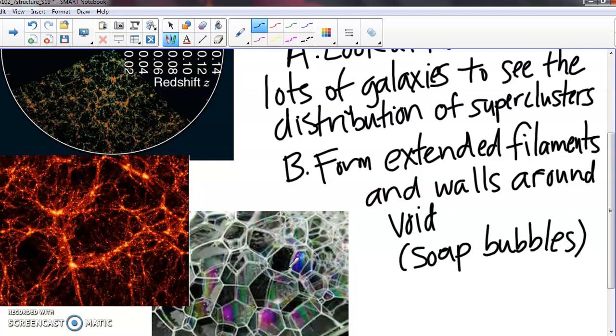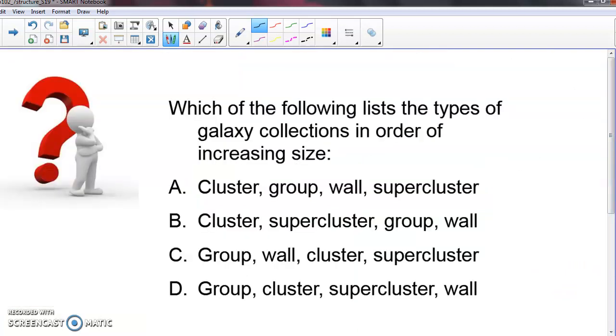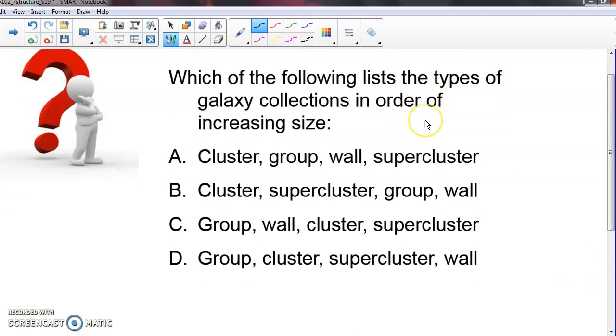I've got some videos that you can watch on what this structure looks like, and I'll probably put one in there too about our supercluster. And then you can answer our final clicker for this topic about going up in order of size, right? So we talked about groups, clusters, superclusters, and now these walls. So from smallest to biggest, put them in order, answer that question. That's it.